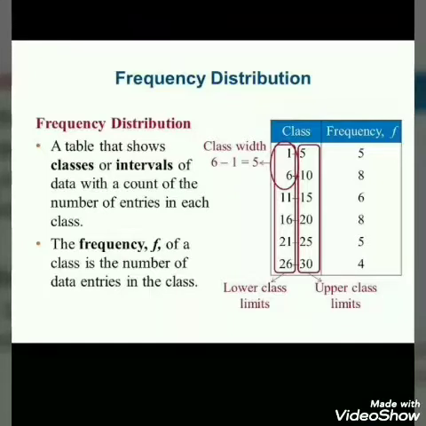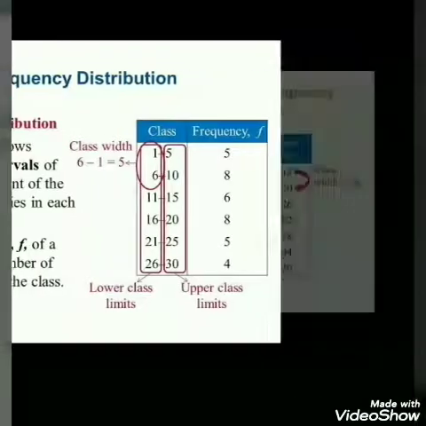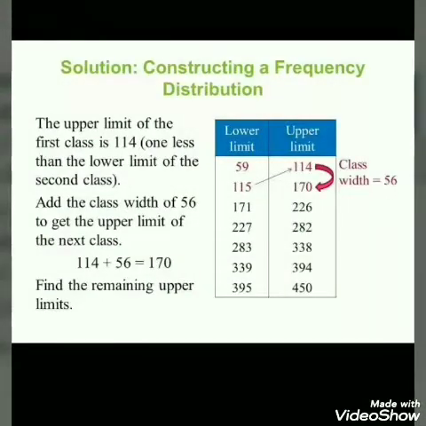Suppose we take 0 to 10. 0 to 10 means from number 0 to 10: 1, 2, 3, 4, 5, 6, 7, 8, 9, 10. All these numbers are considered under this single class of the frequency distribution. Each class in a frequency distribution table is bounded by the class limit.